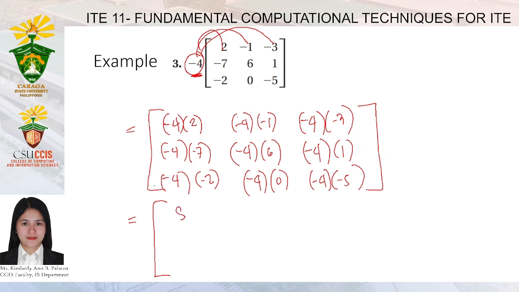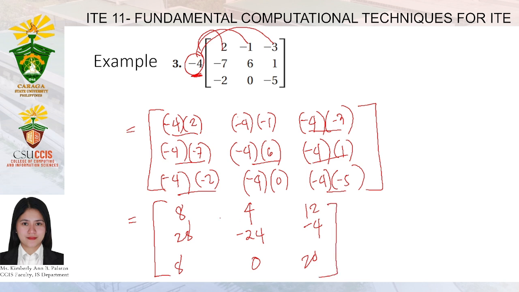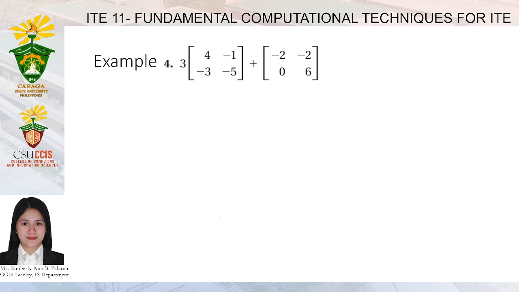Master na ninyo. So, 8 first, no? Sunod, 4. Sunod, 12. Positive. Negative man silang duha. So, 28. Kini, negative 24 since opposite silang sign. Sunod, negative 4. Sunod, positive 8. And then 0, lastly, is positive 20 since para sa. And that will be your final answer. Okay, easy peasy. Lemon squeezy.